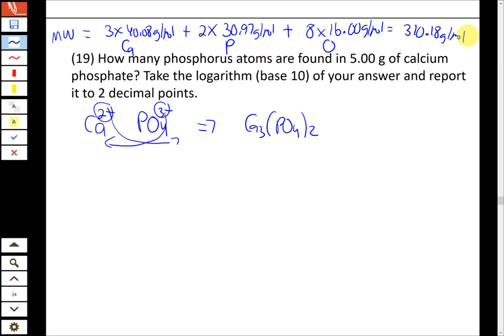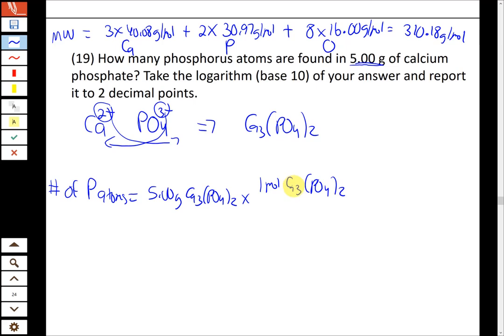And then from there, we can approach the problem in just a string of conversions. So what we're looking for, again, when we're doing conversion type problems, especially those that involve moles, it's helpful to write down what you're looking for first, which is number of phosphorus atoms. And then you write the starting quantity as your first part of that calculation. So we have 5 grams of this compound, which we now know has a formula of Ca3(PO4)2. And then we're going to calculate the number of moles of that compound using its molar mass.